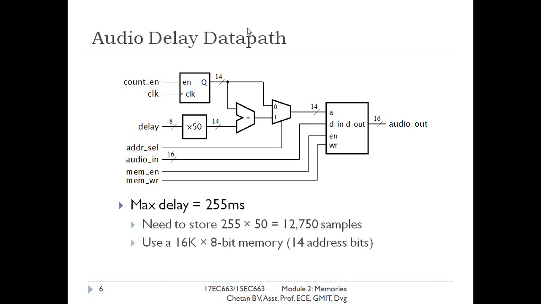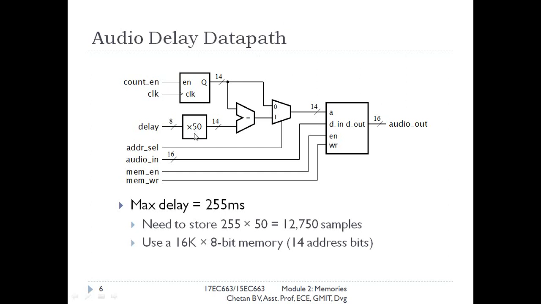Next we have a multiplier. This is a simple multiplier component. This multiplies the delay applied. Delay is one of the inputs. It is an 8-bit value. This 8-bit delay value will be multiplied by 50. Why 50? The sample arrival rate is 50 kilohertz, which means that 50 samples arrive in 1 millisecond.